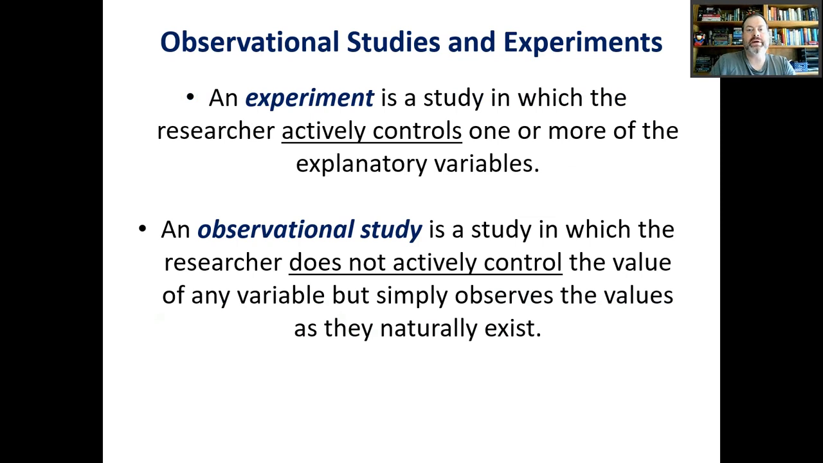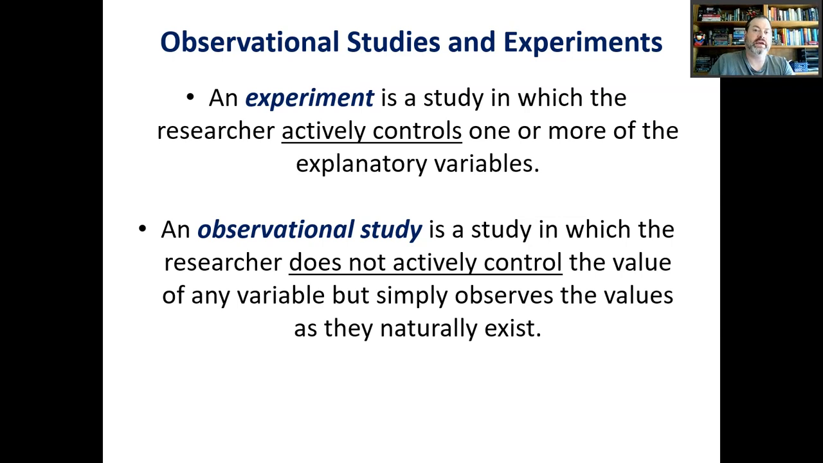All right, now let's talk about types of studies. So there's 2 main types of studies, an observational study or an experiment. An experiment is a study in which the researcher actively controls one or more of the explanatory variables. An observational study is a study in which the researcher does not actively control the value of any variable, but simply observes the values as they naturally exist.